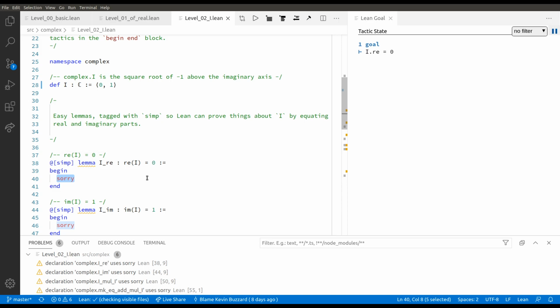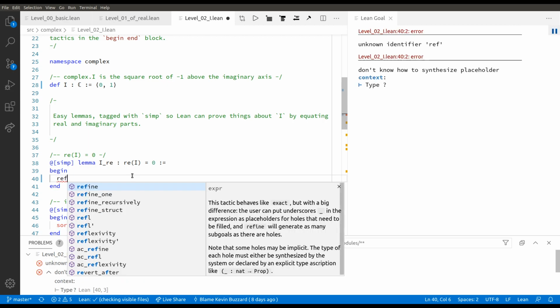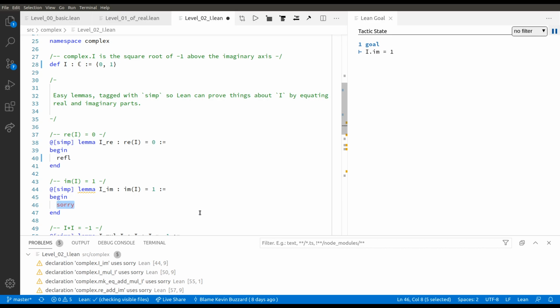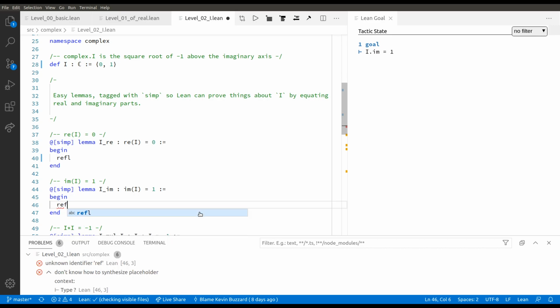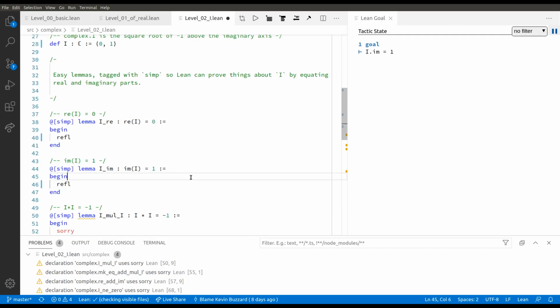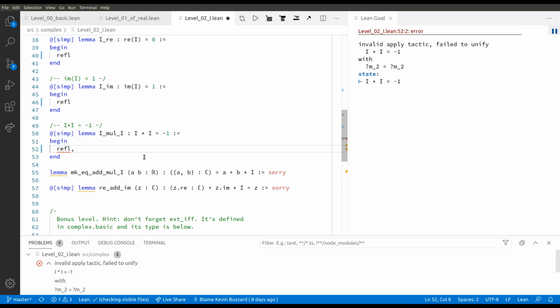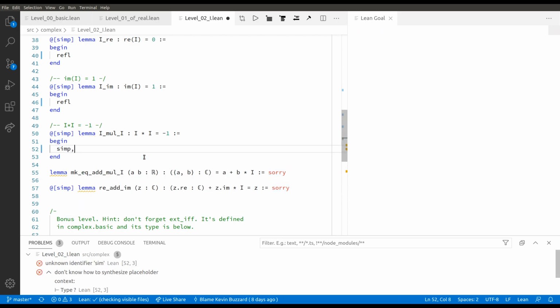So here we are. Let's train the simplifier about real and imaginary parts of I, the square root of -1. Why is the real part of I 0? That's true by definition. Why is the imaginary part of I 1? That's true by definition. And why is I times I equal to -1? I think that won't be true by definition. And I think that the simplifier won't do it either.